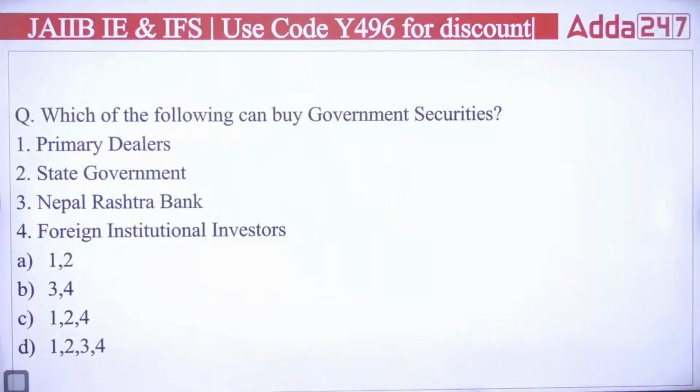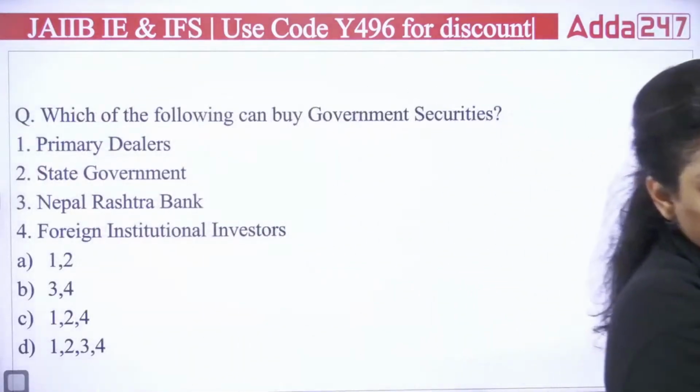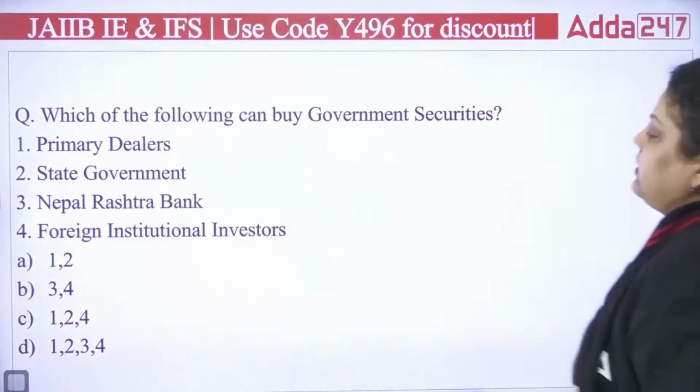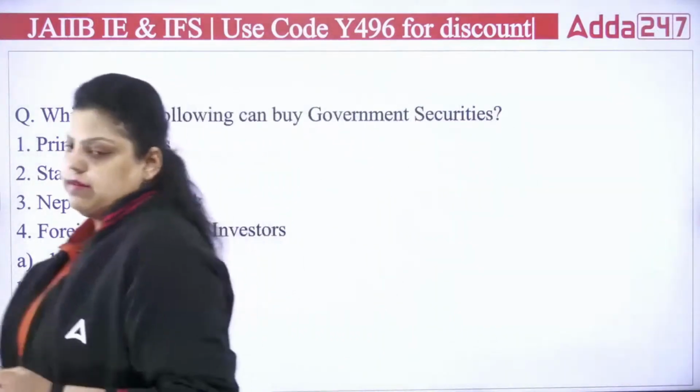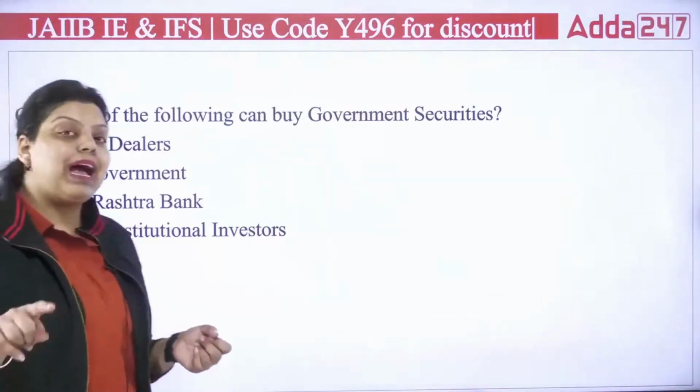Next, which of the following can buy government security? Out of these participants, who can purchase the government security? The primary dealer, the state government, the Nepal Rashtriya Bank, the foreign institutional investors. Which of the following can purchase the government securities? Also let me know, primary dealers was introduced by whom and in which year?